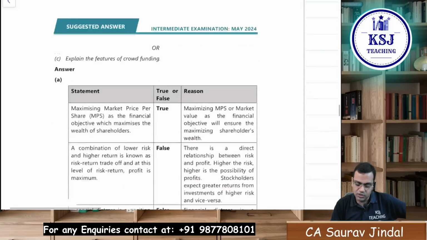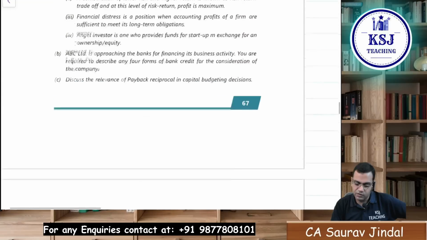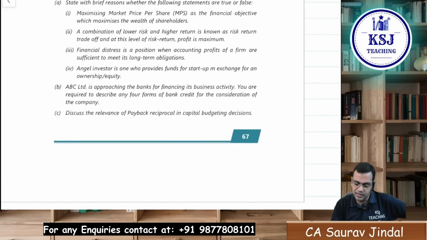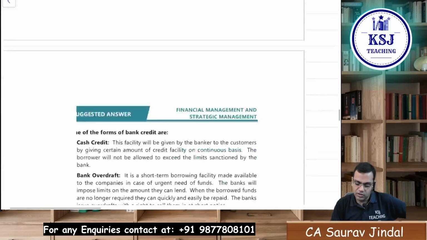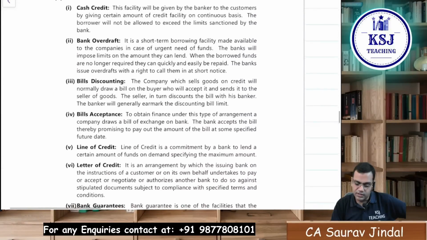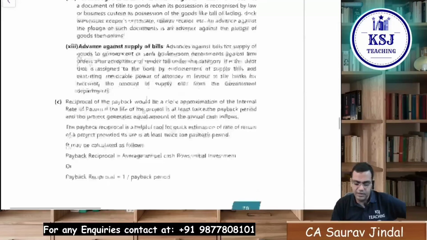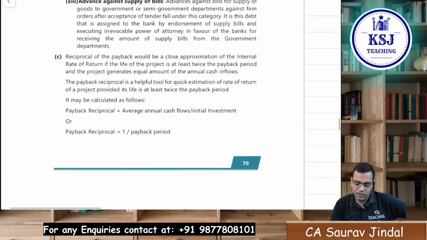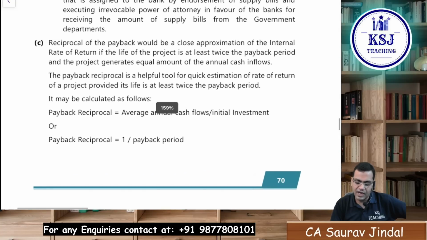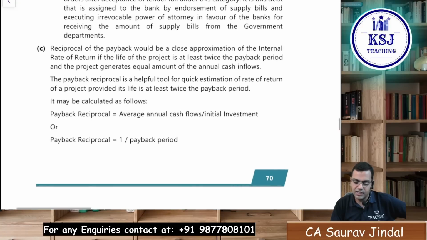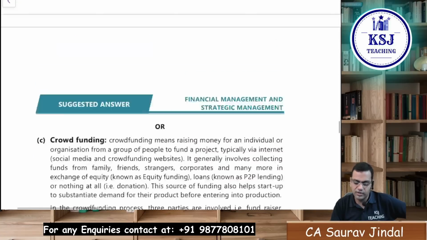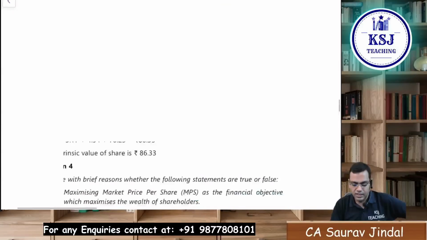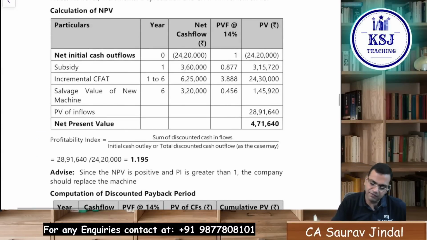You can just go through the theory part once. The features of crowdfunding, it is from second period. Discuss the relevance of payback, reciprocal and capital budgeting decisions, ABC approach and all those things. You can just go through once. Some of the forms of bank credit, you need to write down only a few forms, sir. Reciprocal of payback will be the close approximation of the IRR, if the life of the project is at least twice the payback period. Just read it once. Rest everything we have covered. The practical part we have all covered.